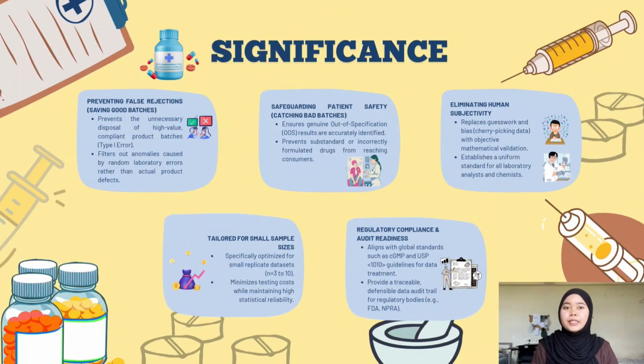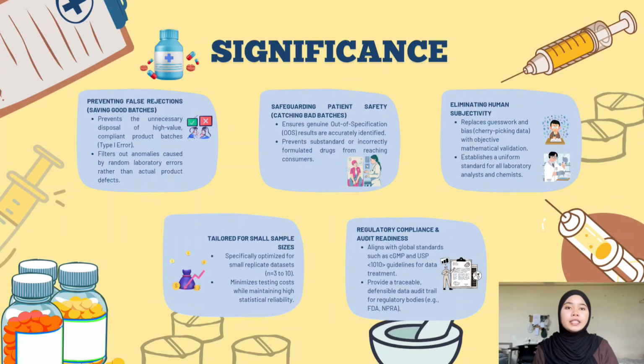Second, the Q-test plays an important role in safeguarding patient safety. It ensures that genuine out of specification or OOS results are correctly identified. This prevents substandard or incorrectly formulated pharmaceutical products from reaching consumers, helping to protect public health.